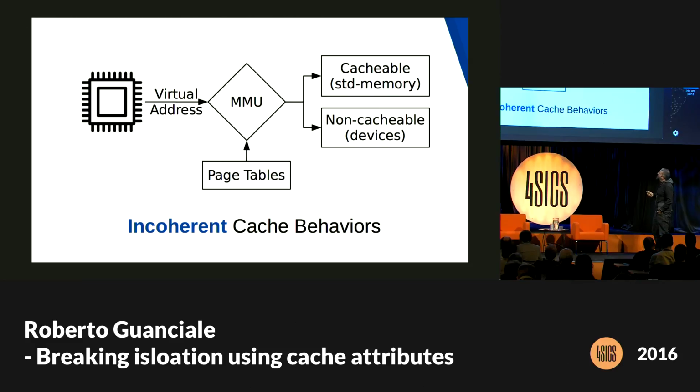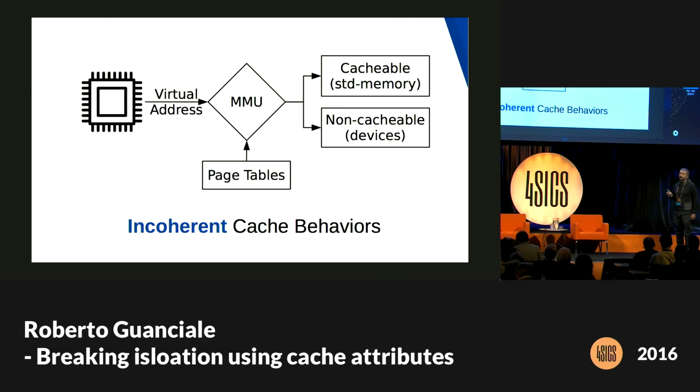So we have a software here. The software uses virtual addresses. It sends this virtual address to the memory management unit. The memory management unit fetches the configuration from the page table and says, OK, this address is cacheable because the configuration says that this is standard memory, or this address is not cacheable because the configuration says that this is device memory. But this configuration is done using virtual memory.